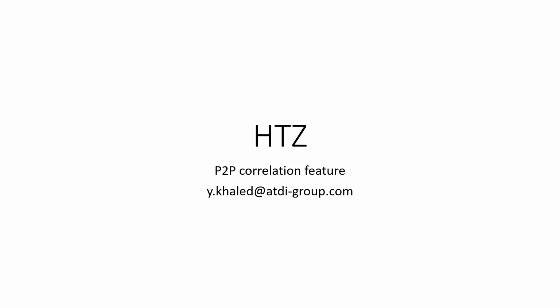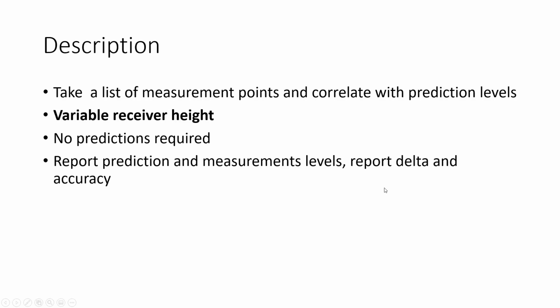This is a very quick video to discuss the point-to-point correlation feature in HTZ communications. The idea of this function is to take a list of measurement points and correlate with the prediction levels. The main advantage of this feature is the variable receiver elevation.